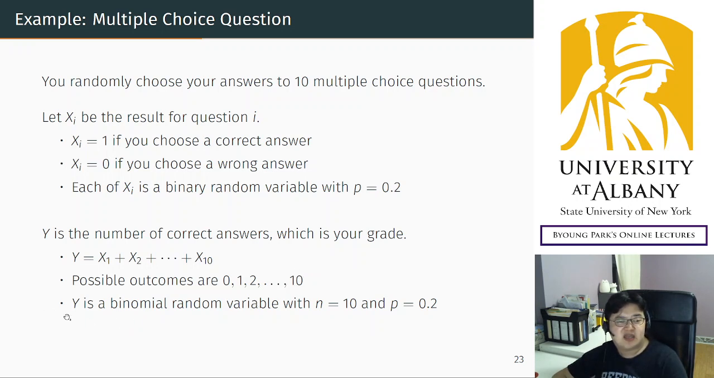And then in this case, we can say that y is a binomial random variable with parameters 10 and 0.2. N equals 10, p equals 0.2, right? This is an example, maybe the simplest possible example we can think of, for the binomial distribution.